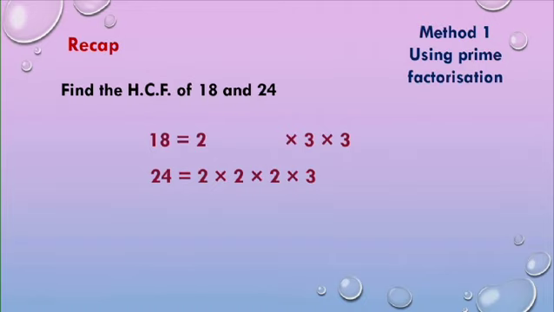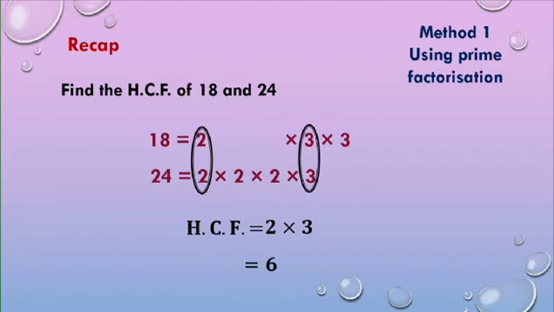Now we want to find the HCF. HCF means highest common factor. So we're going to look for the common factors of these 2 integers. The common factors here are 2 and 3. As you can see, the other 2's are not common to 18 and 24, and the last 3 is not common to 24 and 18. So the HCF is 2 times 3, which is equal to 6.